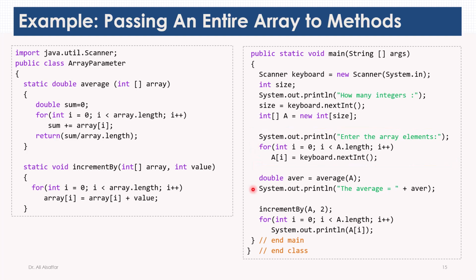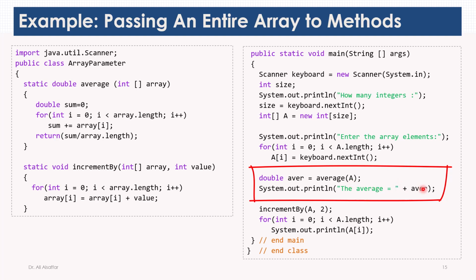Now in the third section, as you see, we are calling the method average. And since in the average method the formal parameter is an array, we have to supply an array. The name of the array that we have declared in our program is A. And if you want to pass it to the method, you simply write the name of the array. You don't specify any brackets, otherwise you will get a syntax error.